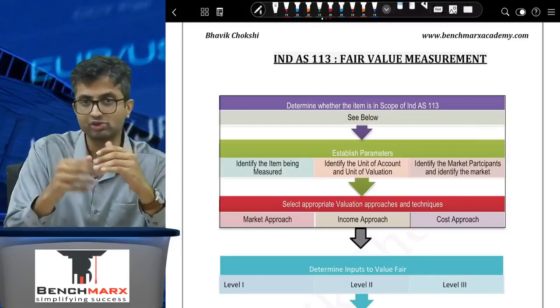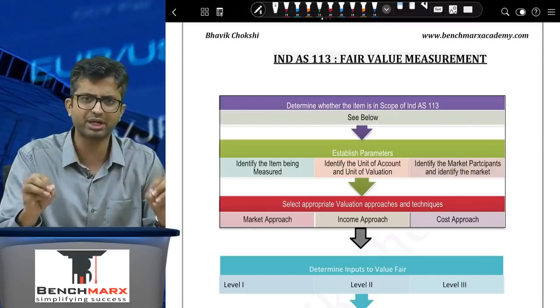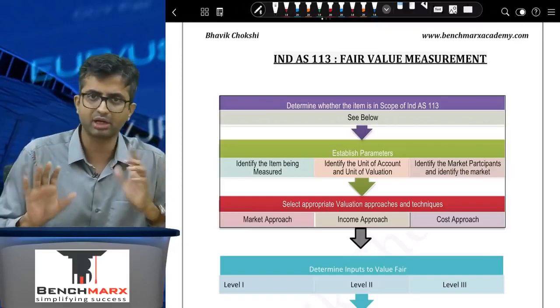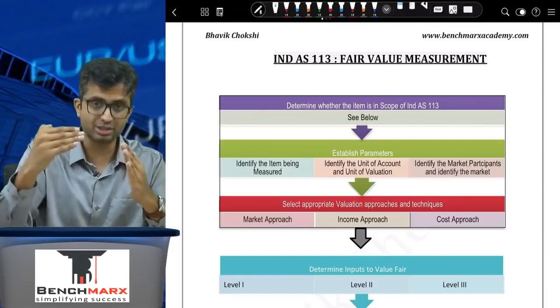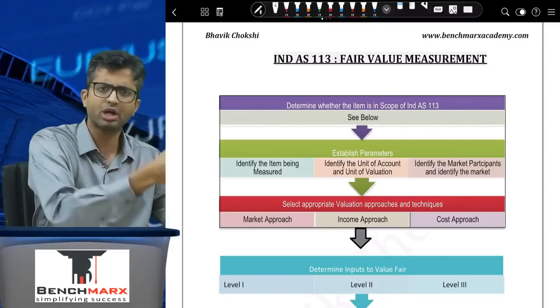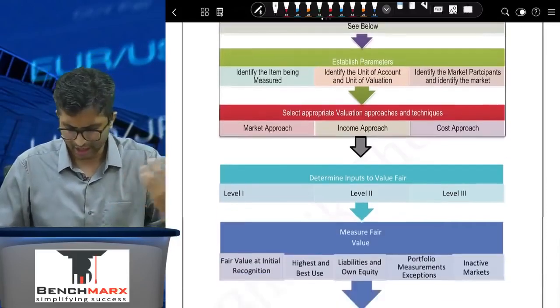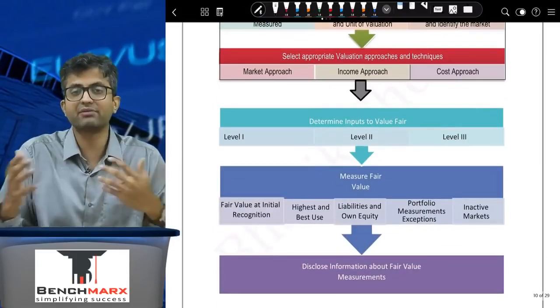However, you need to ensure that the normal uses that will be considered by market participants in a particular geography are in fact covered. And the highest and best use, after considering the expenses that you have to incur to get the asset ready for the alternative use, should be taken as the fair value over here. Then there is the fair value hierarchy.